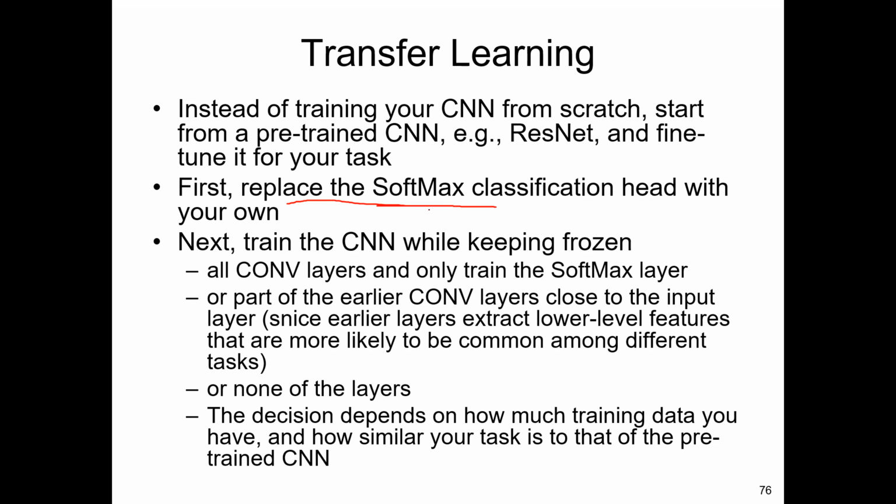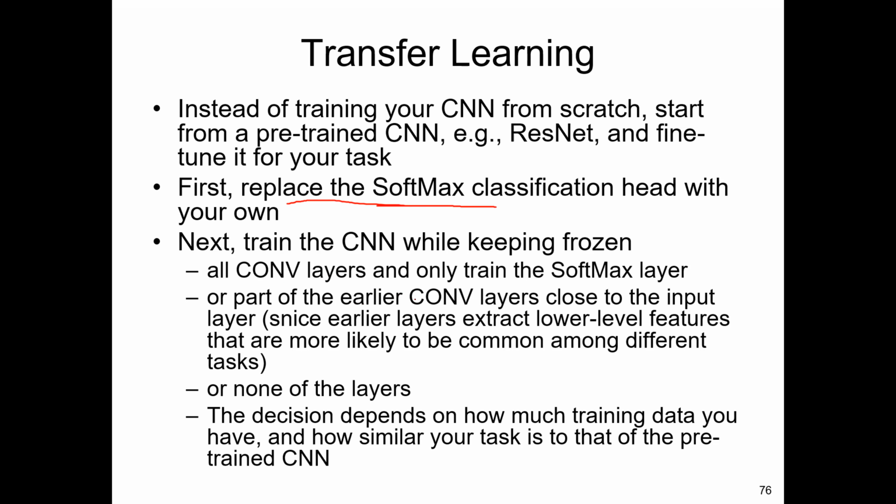And then you may freeze the conv layer parameters and only train the softmax layer, or you may freeze a part of the earlier conv layers close to the input layer, or none of the layers, depending on how different your task is to that of the pre-trained CNN and how much training data you have.